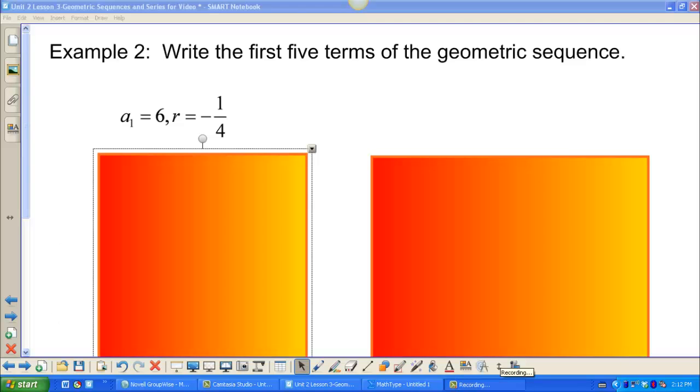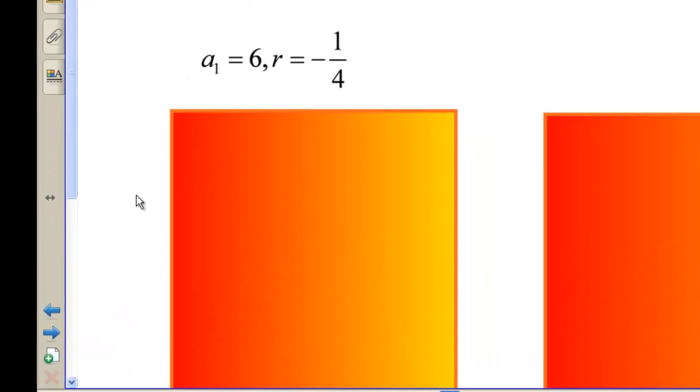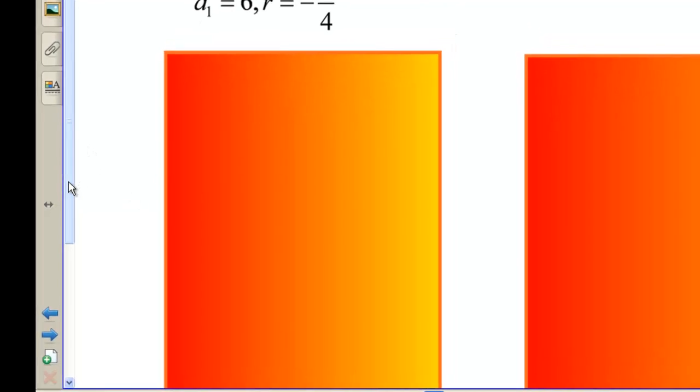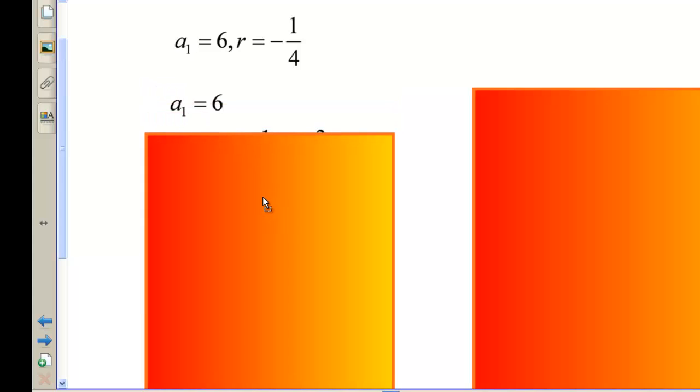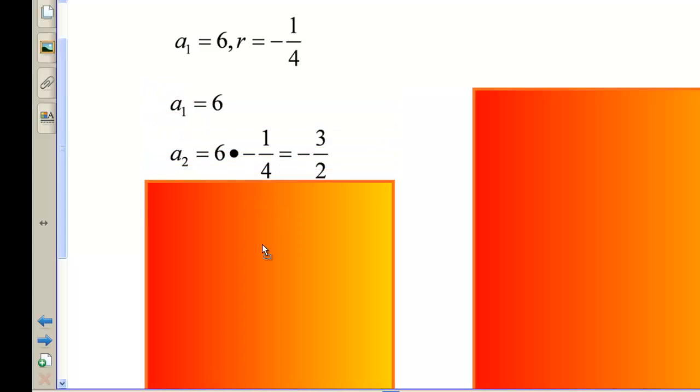For example 2, we're going to write the first 5 terms of the geometric sequence. The first way I want to show you is just by using the common ratio to multiply. You basically just keep multiplying by -1/4 to generate all of the terms in the sequence. It's not difficult. My first term is 6. I get the next term by taking 6, which is a sub 1, times -1/4. In a way, I'm defining this recursively, which gives -3/2.